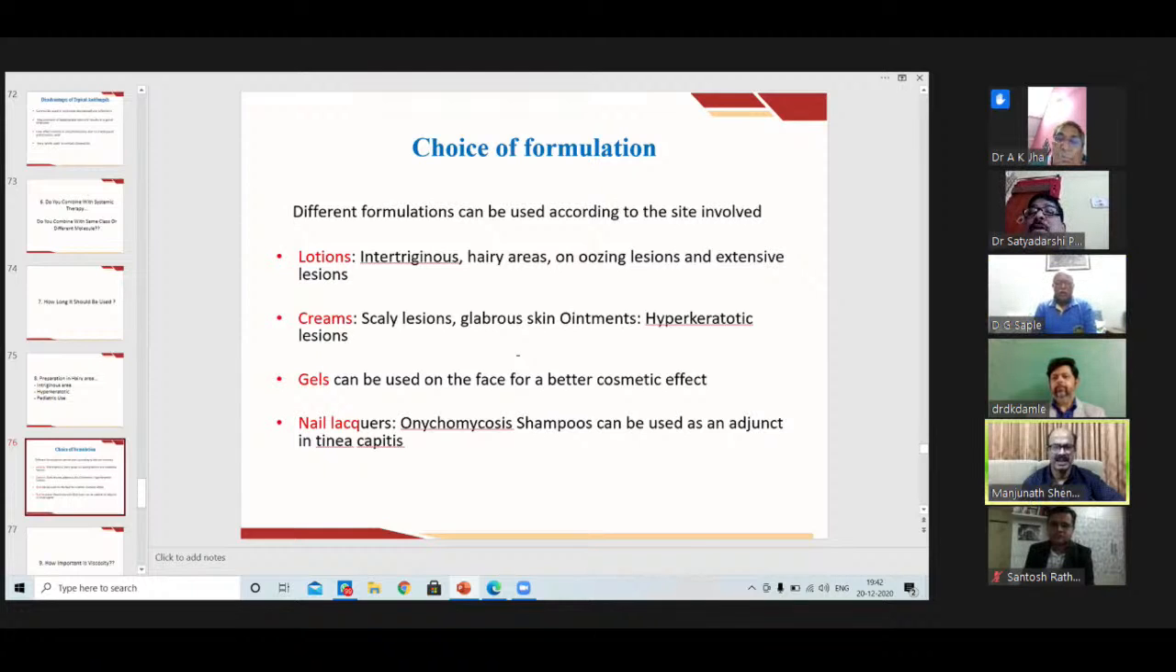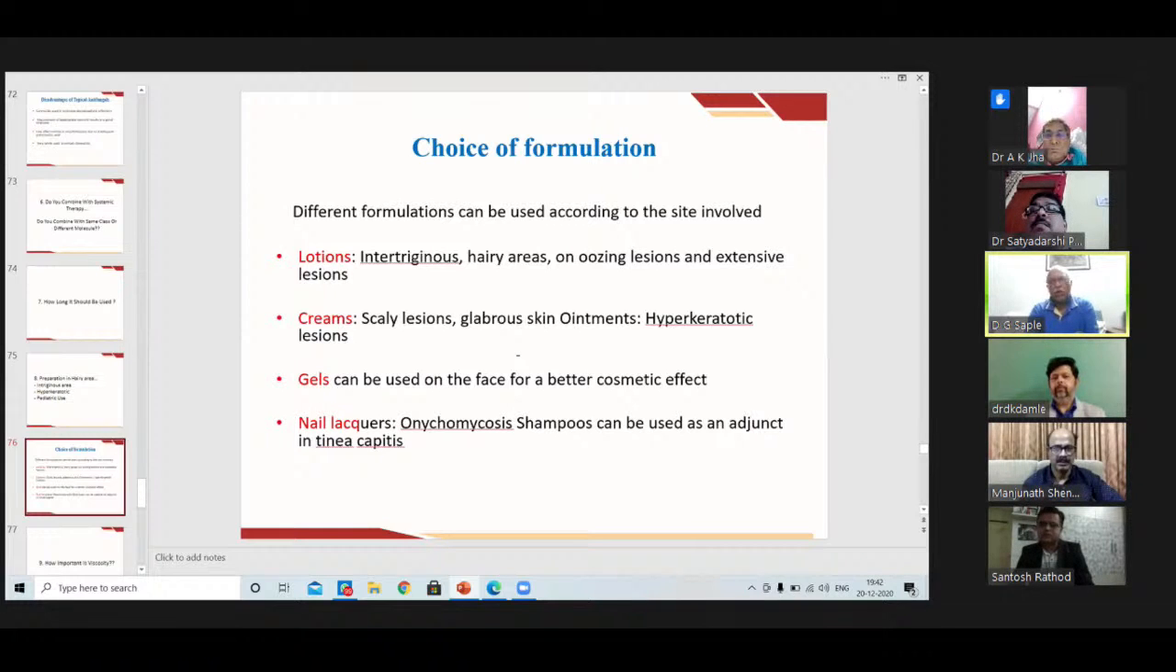Only thing is, lotions are, I believe, slightly irritating as compared to creams. There is some irritation aspect, especially when badly excoriated areas are there, then we need to be a little careful. And even in children, infants especially, we should be careful using lotion formulations. And nail lacquers can be used in onychomycosis.